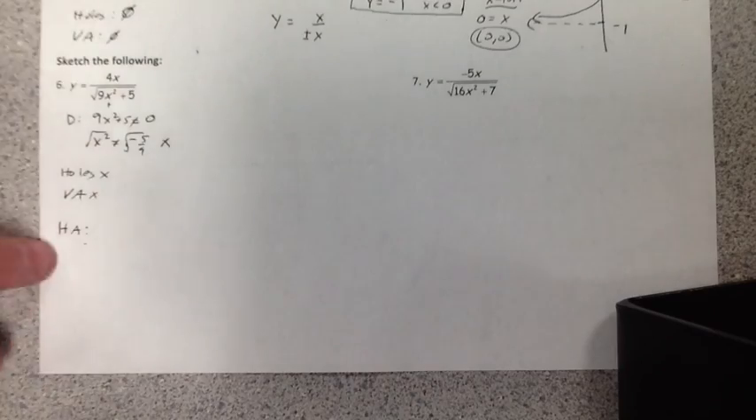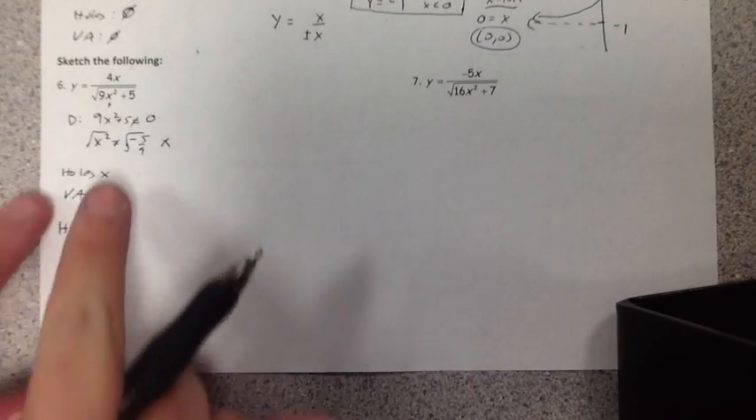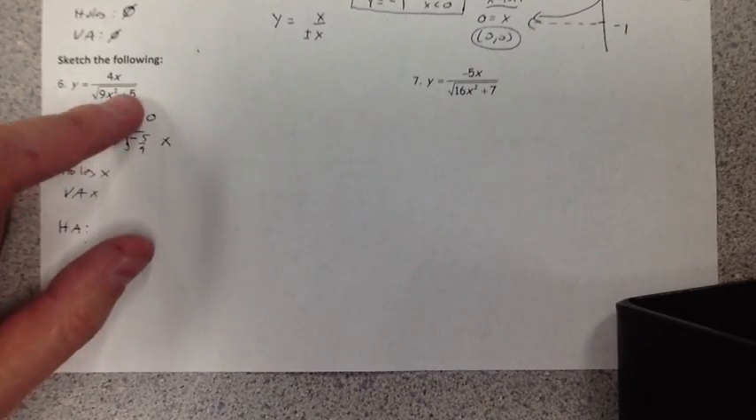So let's talk about where we get a horizontal asymptote. Again, the horizontal asymptote deals with what goes on when we go way into the future. I'm letting x get so big, this 5 means nothing.